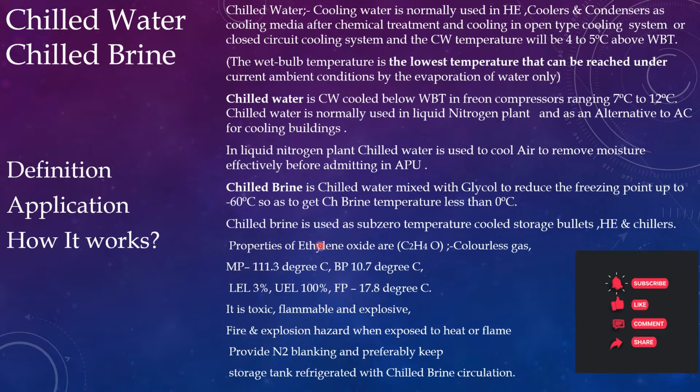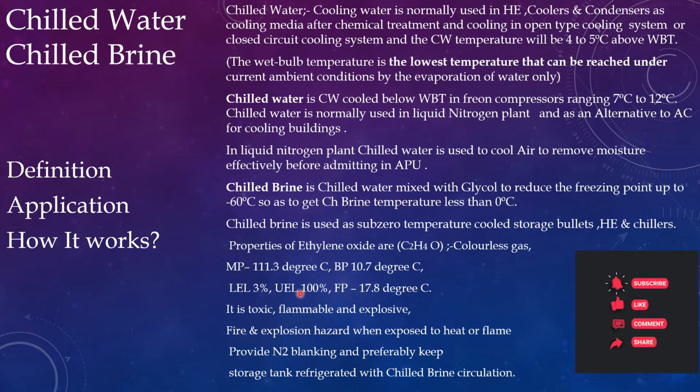Normally it is used in ethylene oxide storage. Properties of ethylene oxide. It is a colorless gas. Melting point is minus 111.3 degrees centigrade. Boiling point is 10.7 degrees centigrade. Lower explosive limit is 3%. Upper explosive limit is 100%.